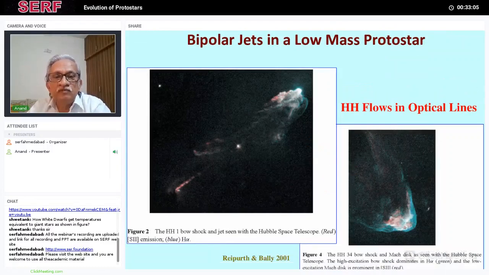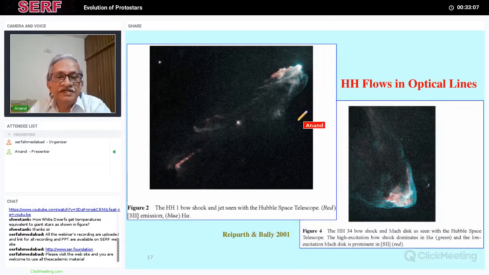Now, some more examples. For instance, here we are observing in two emission lines. One is the hydrogen alpha at 6563 angstroms, which is shown in blue here, and this faint red region is singly ionized sulfur at 6717 angstroms. This is also in the visible wavelengths, and this is the star from which these are emanating.